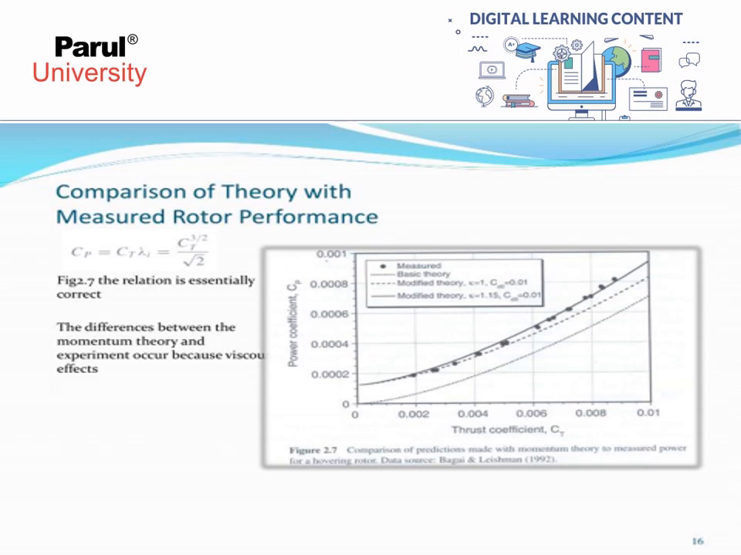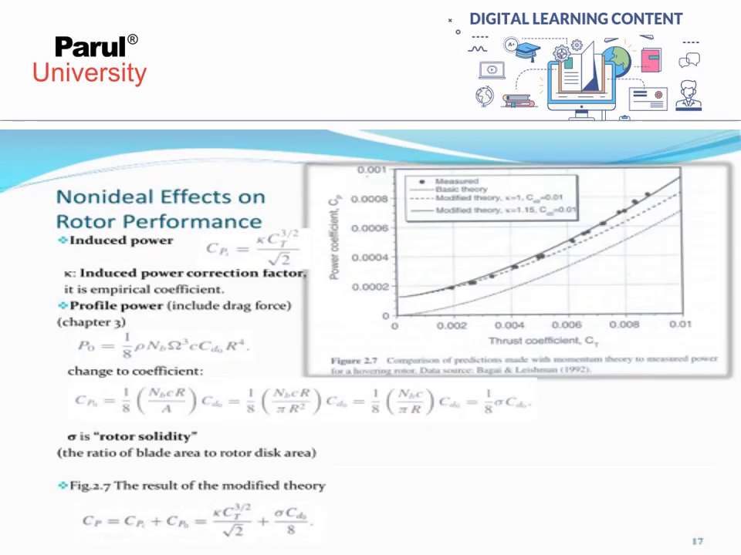Right? Understood? Okay, now we can go for the next slide. Non-ideal effect on rotor performance. Induced power Cpi is equal to K times Ct to the power 3/2 upon root 2. K is nothing but the induced power correction factor.